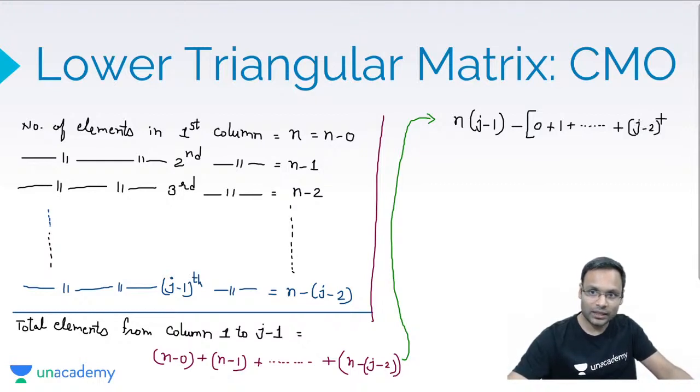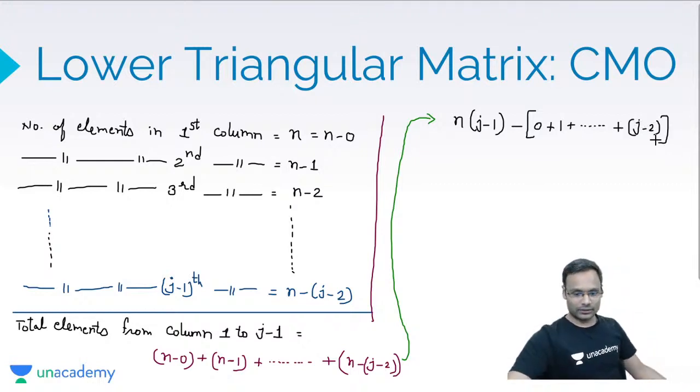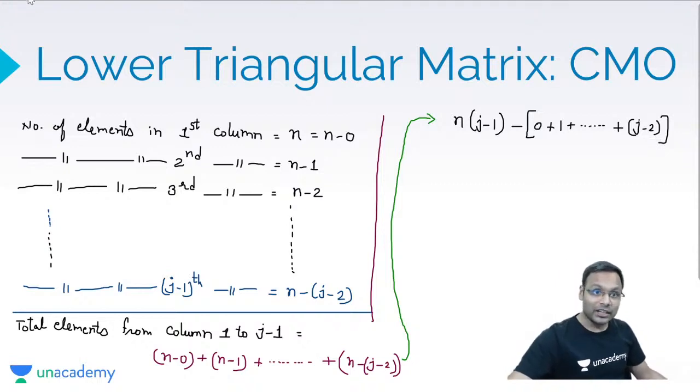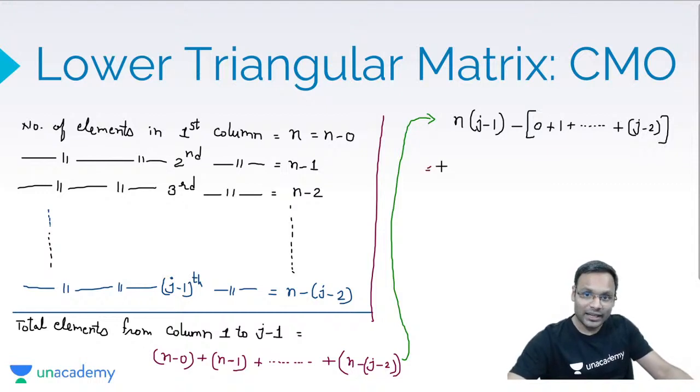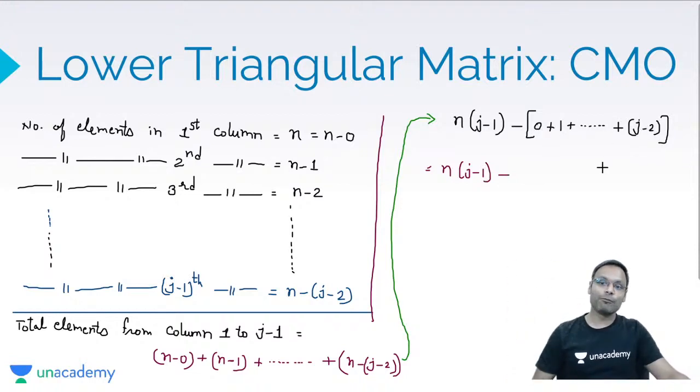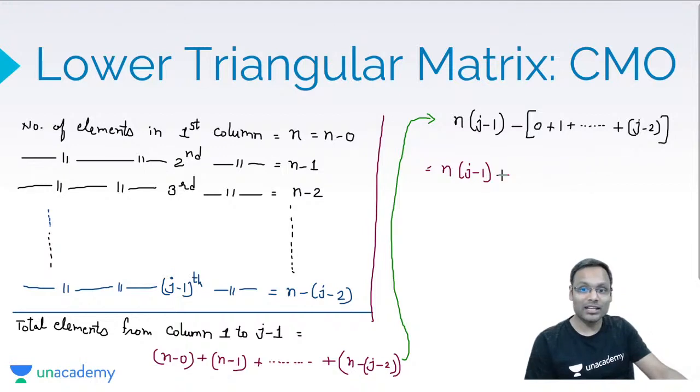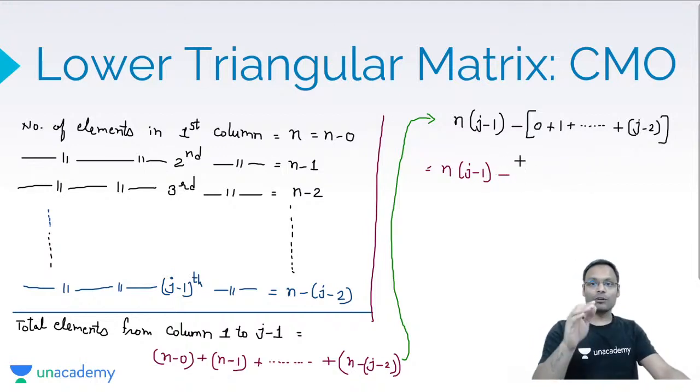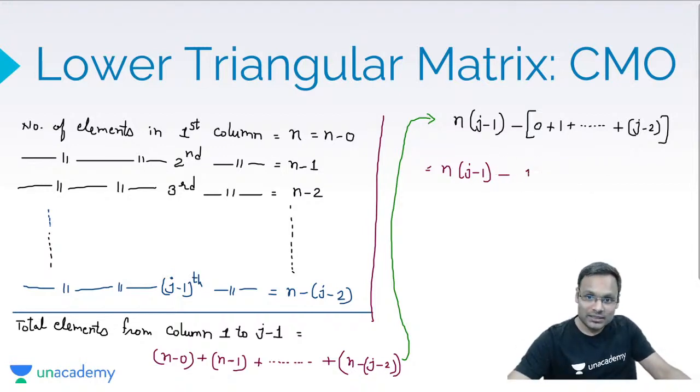All these will be in the other addition. Now can you give me the solution of this one? कितना आएगा ये? Exactly n minus n into j minus 1 as it is, minus 0 plus 1 plus 2 plus 3 plus 4 plus up to j minus 2. Summation of first j minus 2 elements or natural numbers, it will be j minus 2 into j minus 2 plus 1, which is j minus 1.